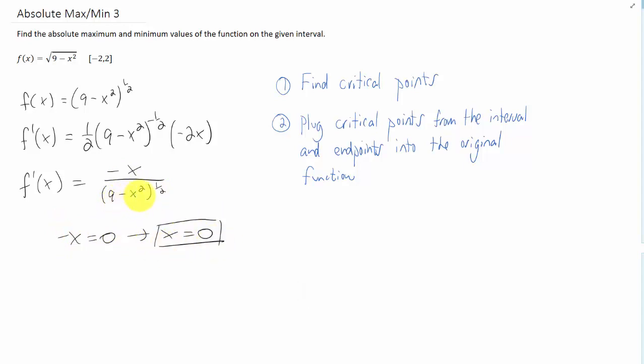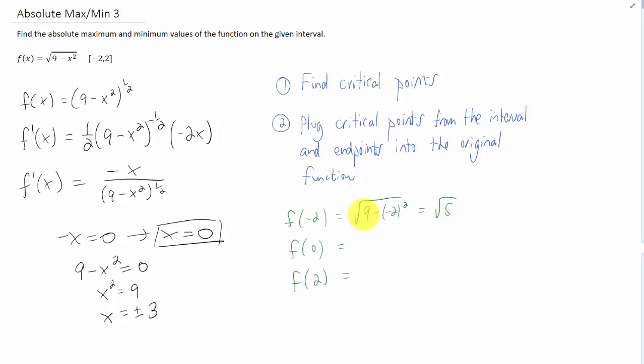And the first derivative is undefined when the denominator equals 0. That would mean 9 minus x squared equals 0. And you can simplify this to give you x is plus and minus 3. Notice though that x is plus and minus 3, they don't fall on the given interval, so we're going to get rid of those critical points. And we're just going to plug in x equals 0 and our endpoints into the original function.